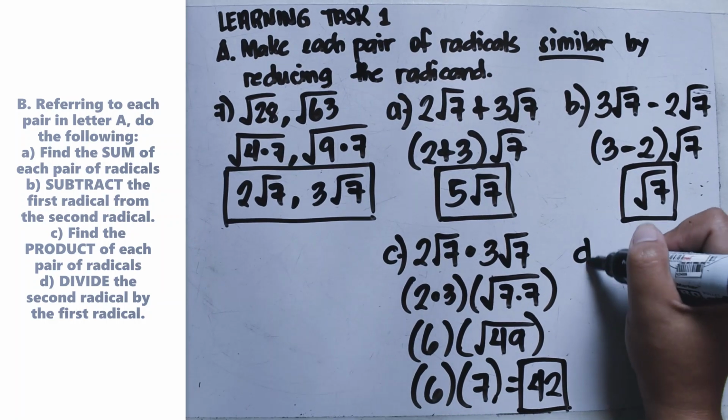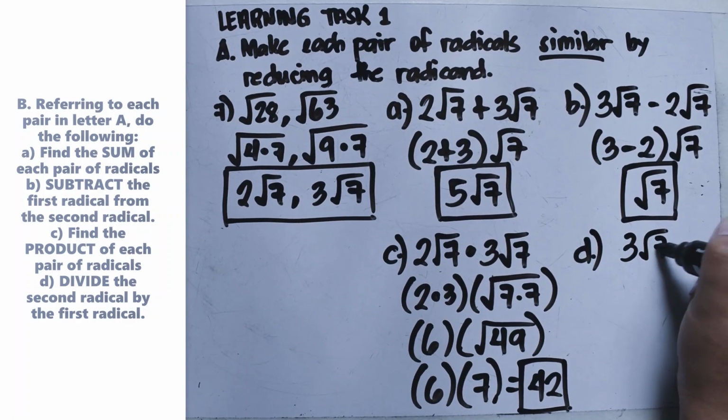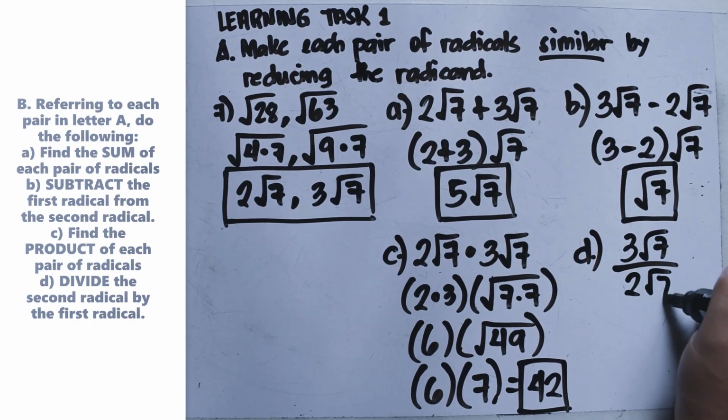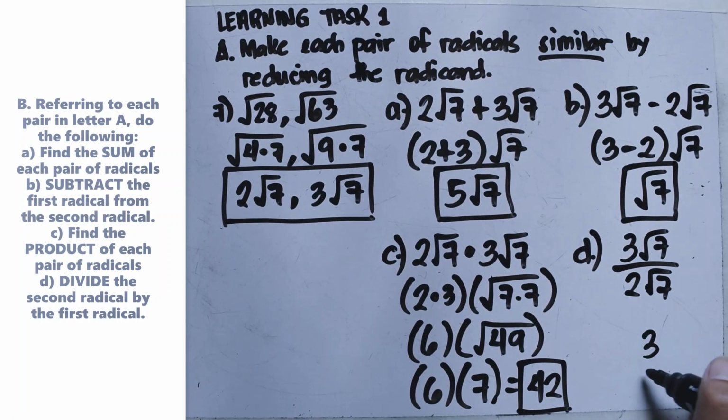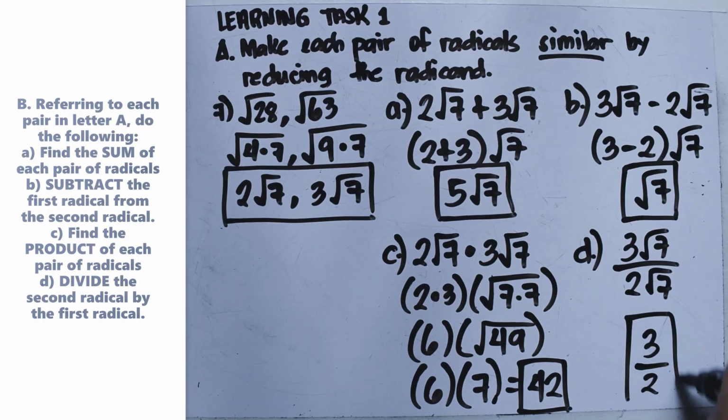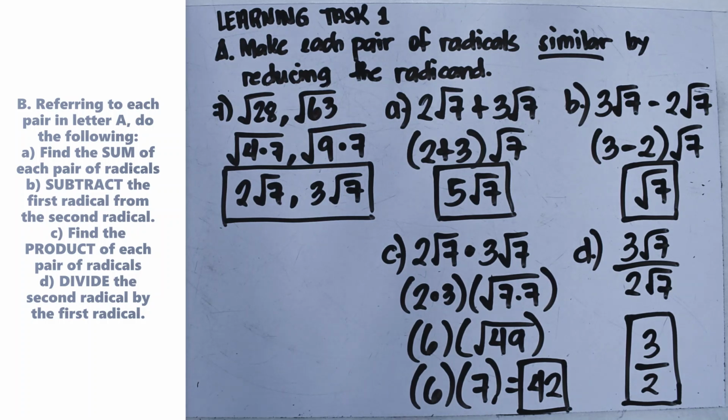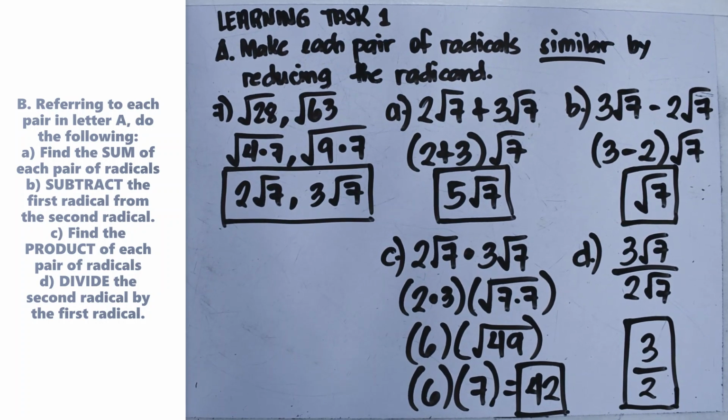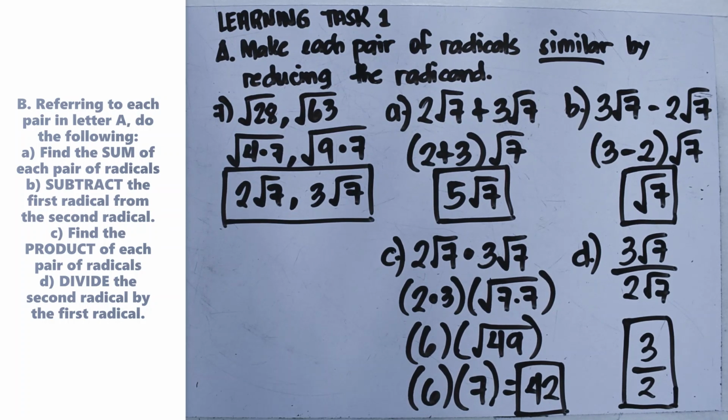So, letter D na tayo. We have 3 square root of 7 all over 2 square root of 7. So, cancel. Matitira si 3 over 2. Hindi na po siya mare-reduce, or pwede namang decimal or pwede namang mixed number, kung anong trip ng teacher nyo. Sa akin, pwede na po yung ganyan. Therefore, yan na po yung aking ibabox. Nakuha. So, we're done with number 7. Ibig sabihin, 3 na lang and then we're done with learning task number 1.